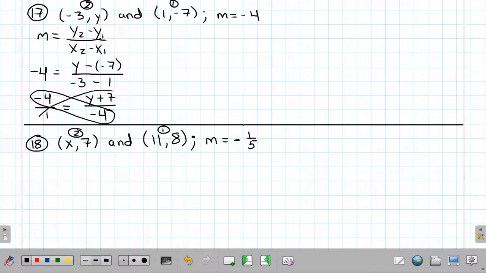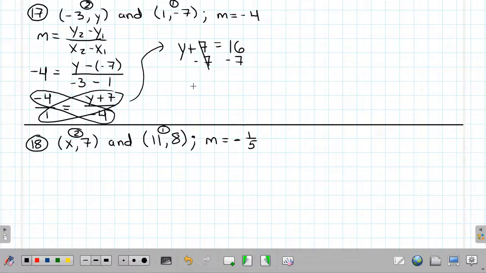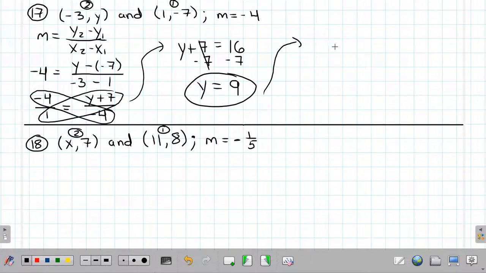Cross multiply here. Well, this is actually pretty nice. 1 times y plus 7, that's just going to be y plus 7. Negative 4 times negative 4 is 16. Well, all we got to do is solve a one-step equation this time. And there you go. Y is equal to 9. So once again, that tells me I have the points negative 3, 9, and 1, negative 7.